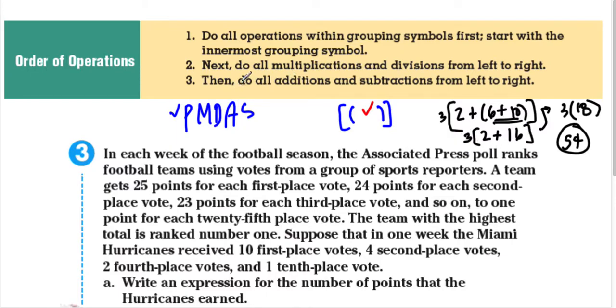Next is our My Dear Aunt Sally. Do all multiplication and division from left to right, then do all addition and subtraction from left to right. Let's take a look at example number 3.